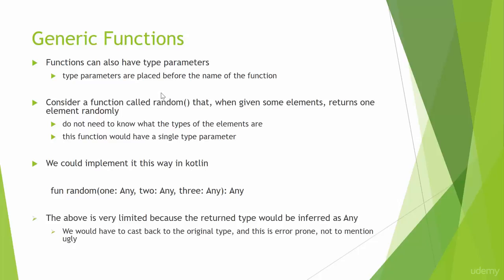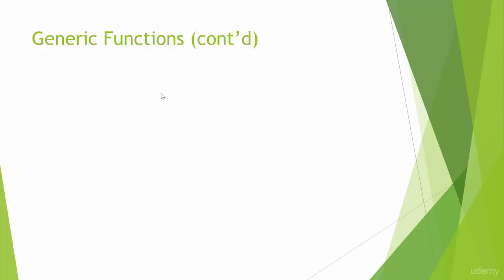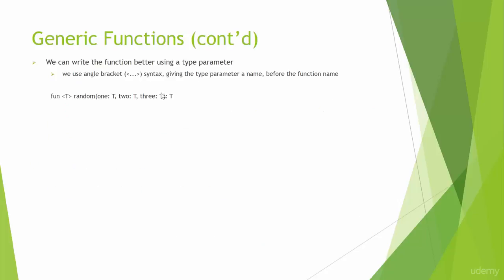You'd probably want to use a generic. It's also very limited because the return type would be referred to as Any, and then you'd have to cast it. So if you tried to use the random function and you were passing in strings, you'd have to cast it back to a string if you wanted to call string functions on it. So you'd have to cast it back to the original type. It's error prone, not to mention not very clean. So it's much better to use generic functions in this case.